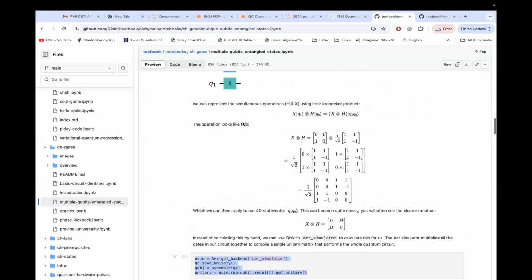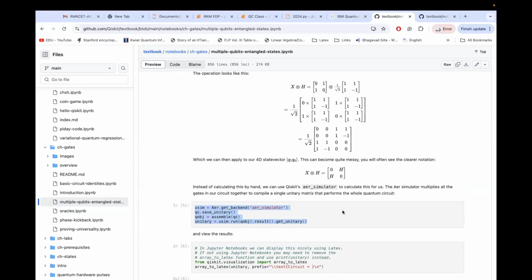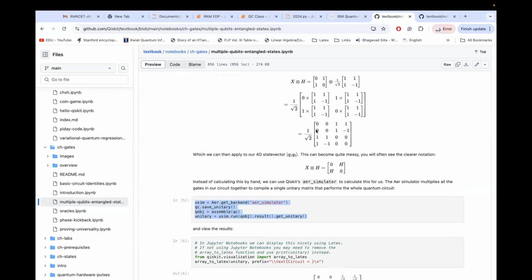For example, here we are dealing with 2 quantum gates, and each gate is of dimension 2 cross 2. When you take a tensor product of these 2 gates, it is going to result in a 4 cross 4 matrix, right? It is the simplest case. Here we can just multiply these 2 gates and find out the unitary operator associated with this whole circuit.